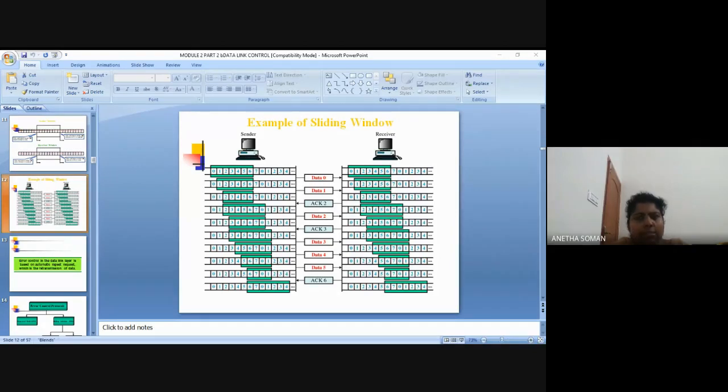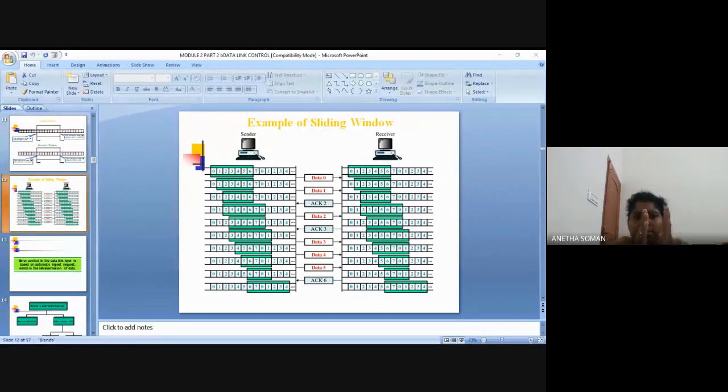Understanding how the sliding window works. Sliding window means you can send multiple frames at a time. Multiple frames means those that are inside the window. Sliding window means some imaginary path is there, which is called the window. So however many frames are there in the window, the sender can transmit that many frames at a single time.